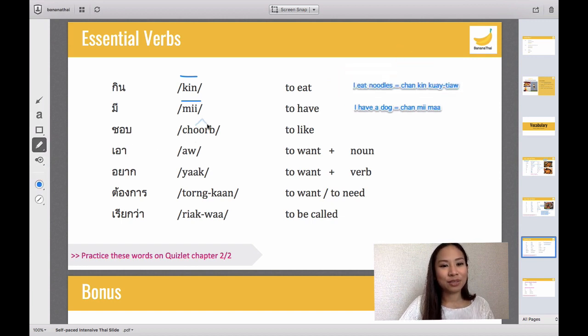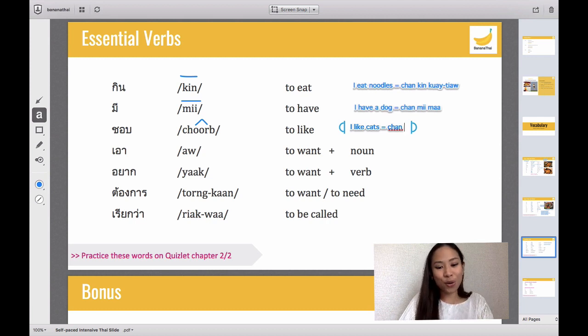The verb ชอบ is to like นะคะ. ชอบ. For example, I like cats. If you like cats, what would you say? So I like cats, ฉัน, like is ชอบ, and cat is แมว. So ฉันชอบแมว, I like cats นะ. Next, เอา.